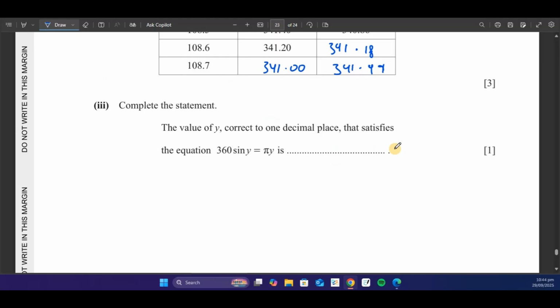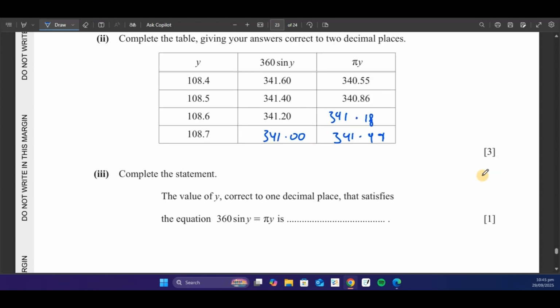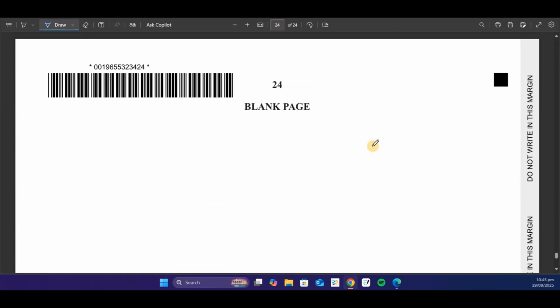Perfect. Complete the statement. The value of y correct to one decimal place that satisfies the equation 360 sine y equals pi y is. Okay, so that would simply be, let's take a look. This one. Alright, perfect. I think that's it for today. Thank you.